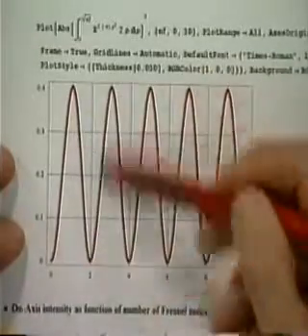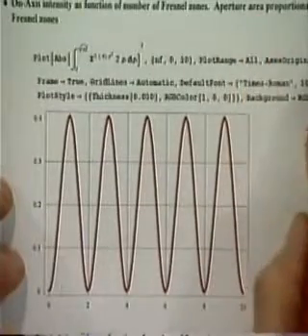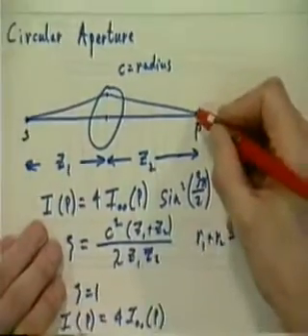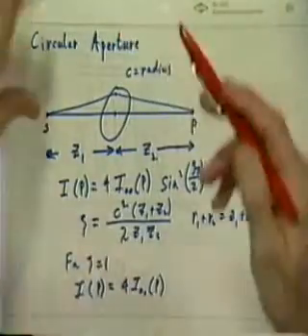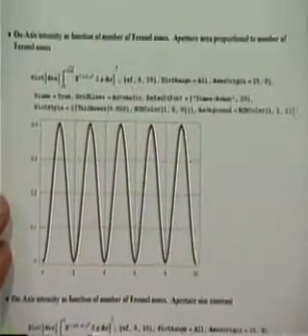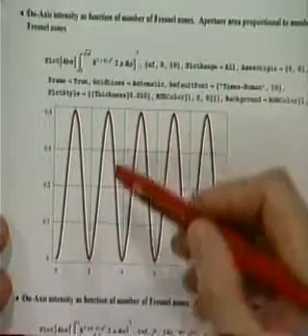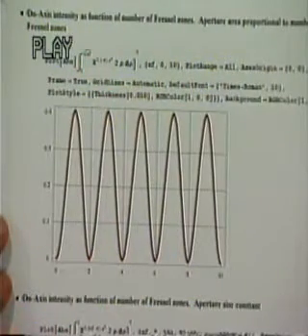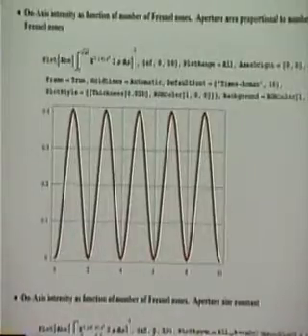This was just going through and making the area proportional to the number of Fresnel zones. And so we're really going back here. We're looking on axis, and we were increasing the size of the aperture here. And we got this sinusoidal variation that we had expected, which is a max at 1 Fresnel zone, minimum at 2, max at 3, minimum at 4, and so on. So same behavior that we had predicted by hand without using the computer.